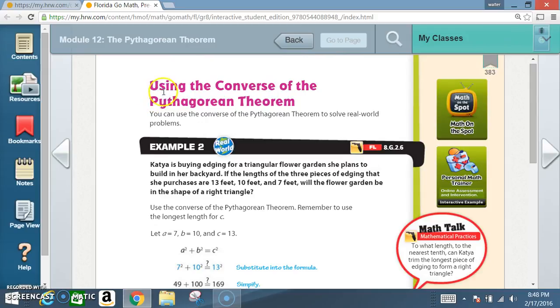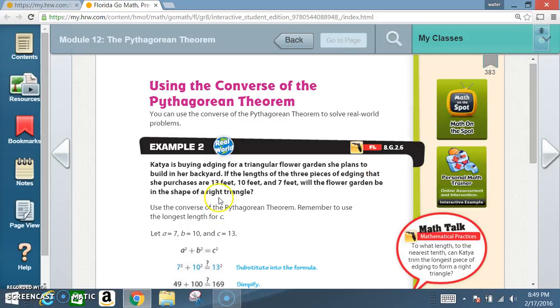Okay, let's head to example 2. You can use the converse of the Pythagorean theorem to solve real-world problems. Example 2. Katya is buying edging for a triangular flower garden she plans to build in her backyard. If the length of the 3 pieces of edging that she purchased is 13 feet, 10 feet, and 7 feet, will the flower garden be in the shape of a right triangle? Use the converse of the Pythagorean theorem.